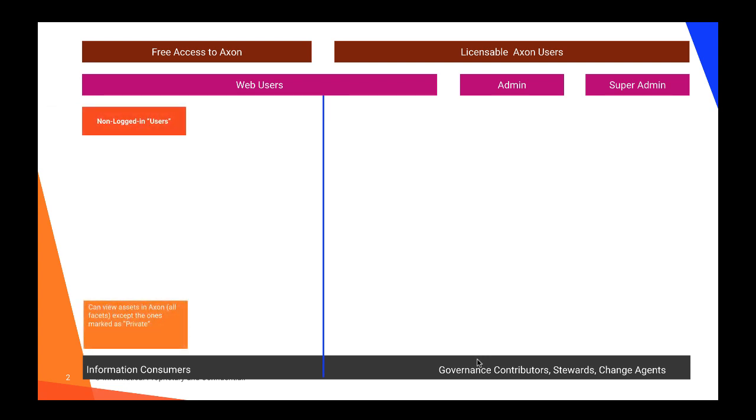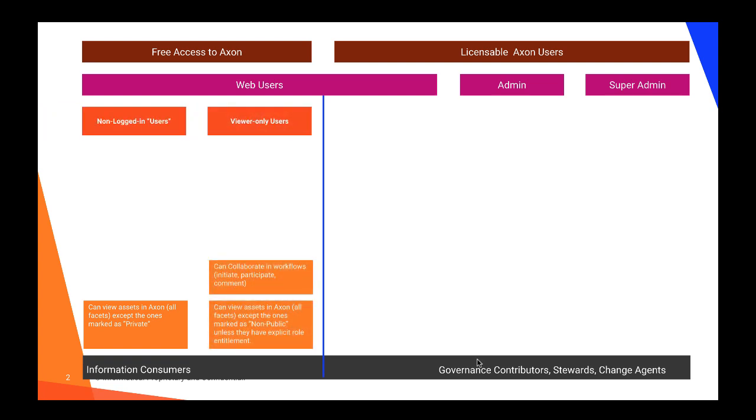First up, you can have your non-logged in users. So even before logging in, any user will be able to browse any content that's been set to public. So they won't be able to click into private objects because they don't have the correct permissions, but they will be able to see the public objects.